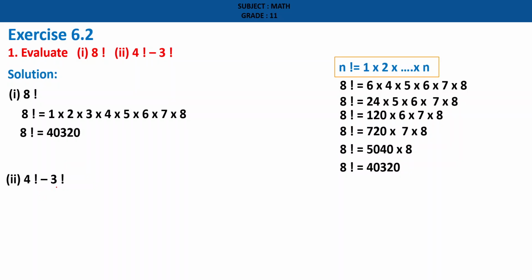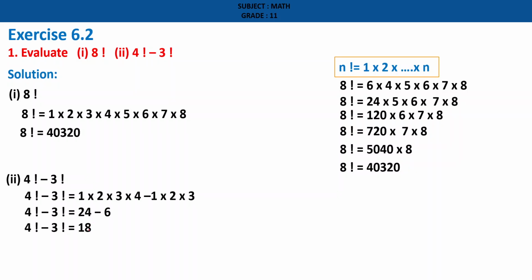4 factorial minus 3 factorial. 4 factorial, we know the value of this is 1 into 2 into 3 into 4 minus of 3 factorial is 1 into 2 into 3. So, when we multiply 1 into 2 into 3 into 4, we are going to get the 24. 1 into 2 into 3 is 6. Therefore, 4 factorial minus 3 factorial is equals to 24 minus 6, that is 18. Therefore, 4 factorial minus 3 factorial is 18.